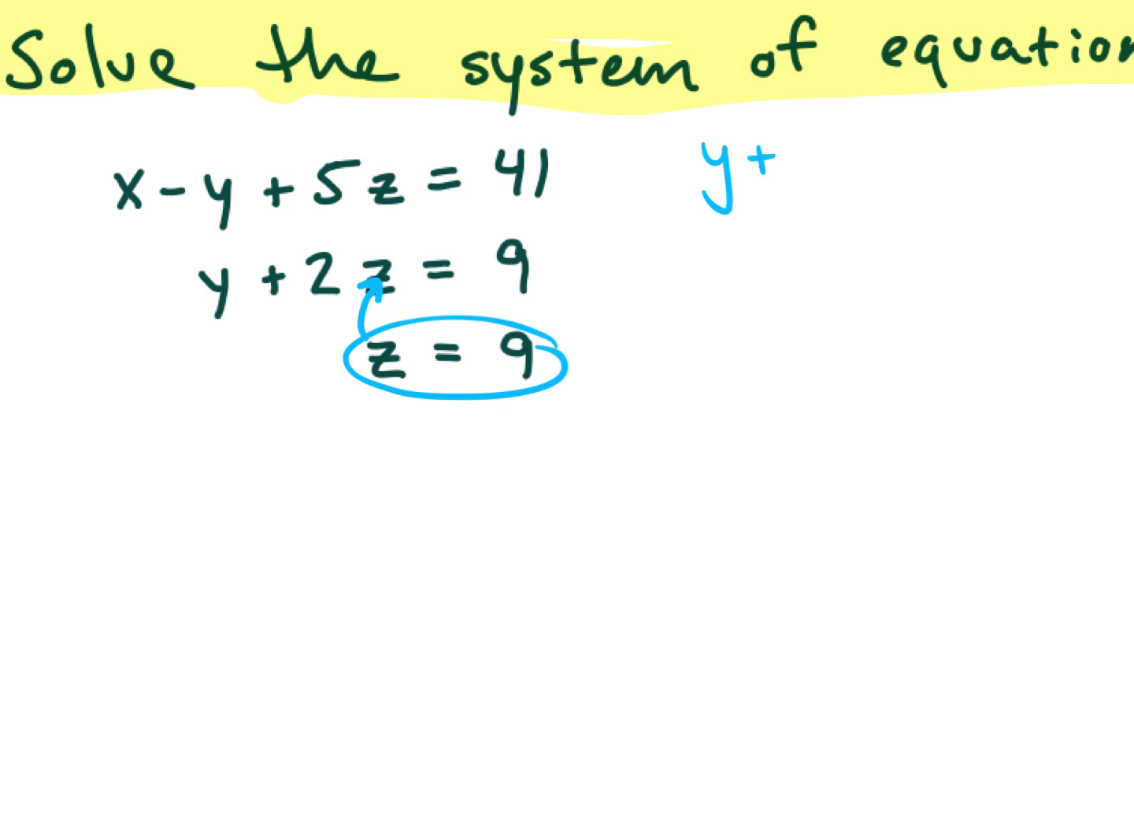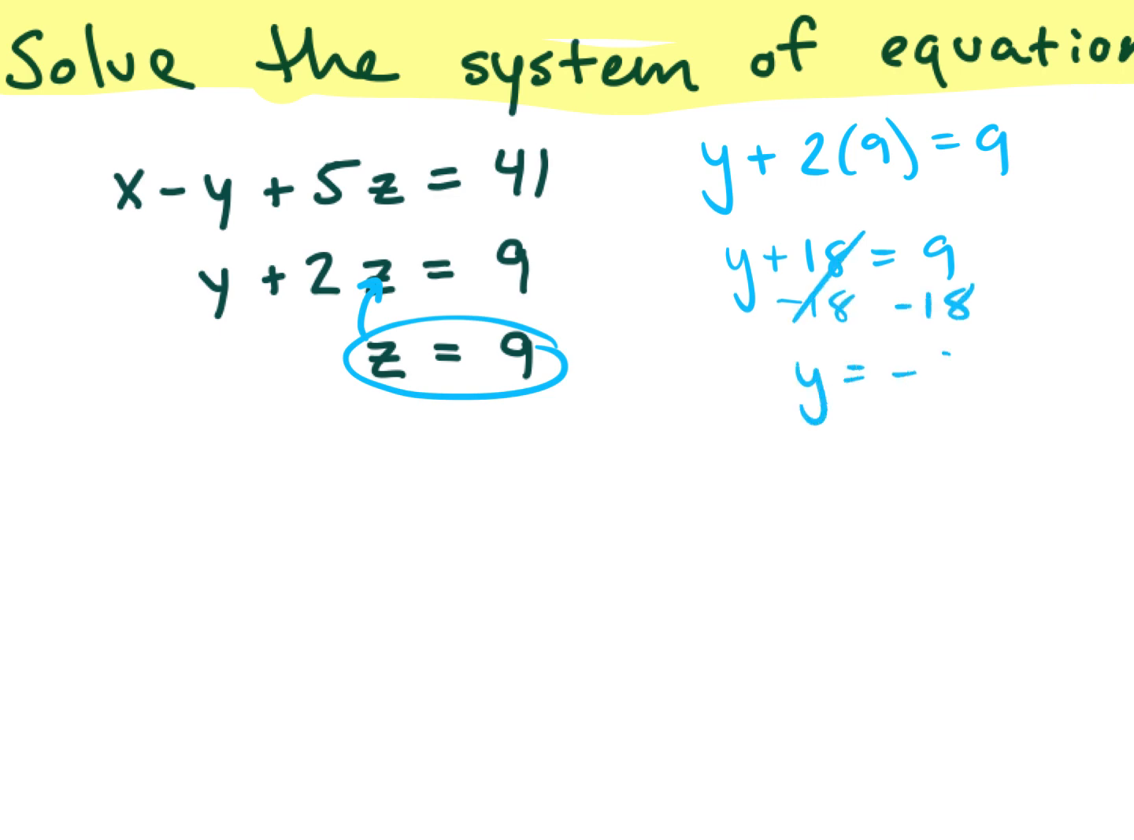So y plus 2, what's z? 9 is equal to 9. So y plus 18 is equal to 9. We subtract 18 on both sides. So y is equal to negative 9. What do you think I do once I find y? Awesome. We're going to plug both of them into the first equation.